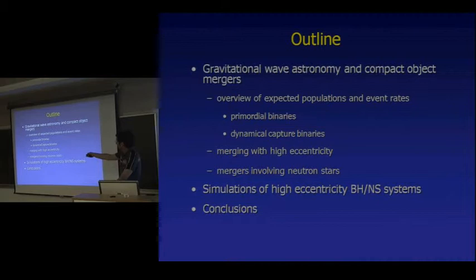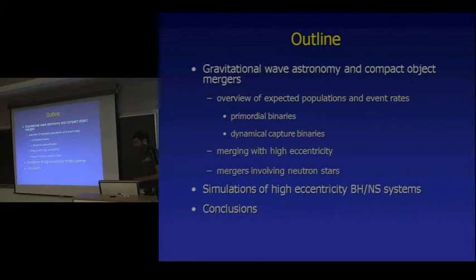So to set the stage, I'm going to overview expected populations and event rates for the traditional binaries that most people consider, the so-called primordial binaries, the binaries that are formed from progenitor binary star systems, to contrast them with dynamical capture binaries, a binary system formed through a two-body interaction in a dense cluster. In this particular case, with compact objects, it's the emission of gravitational waves that causes them to become bound if they interact sufficiently close. And then I'll argue that even though these might be quite a bit rarer than primordial binaries, they might actually be an observable population with advanced LIGO.